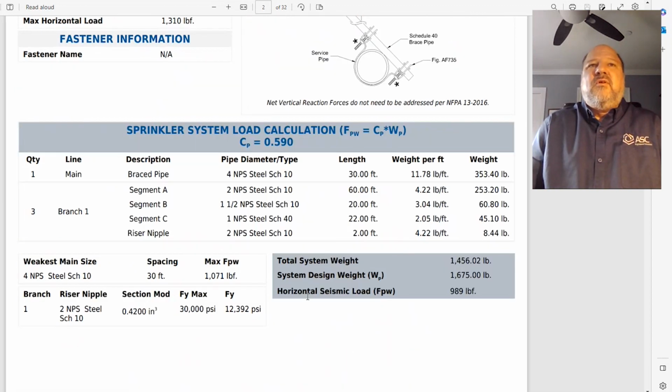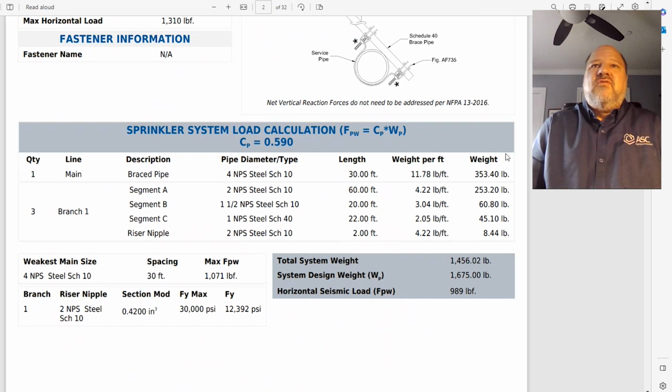Also, you remember using the software, we figured out our seismic coefficient C sub P. We here just flat out explain that a seismic coefficient of 0.59 is what is used in our project for the seismic force formula: force FPW is equal to the seismic coefficient times the water-filled weight of pipe.